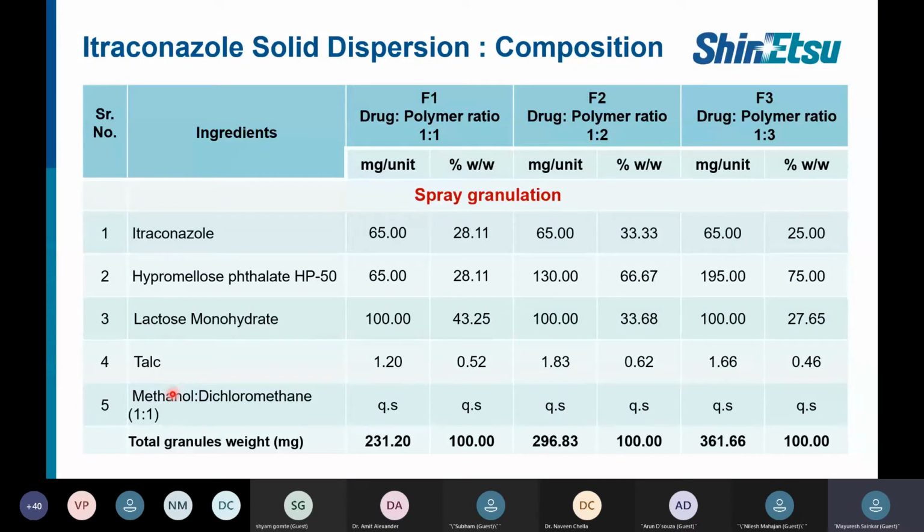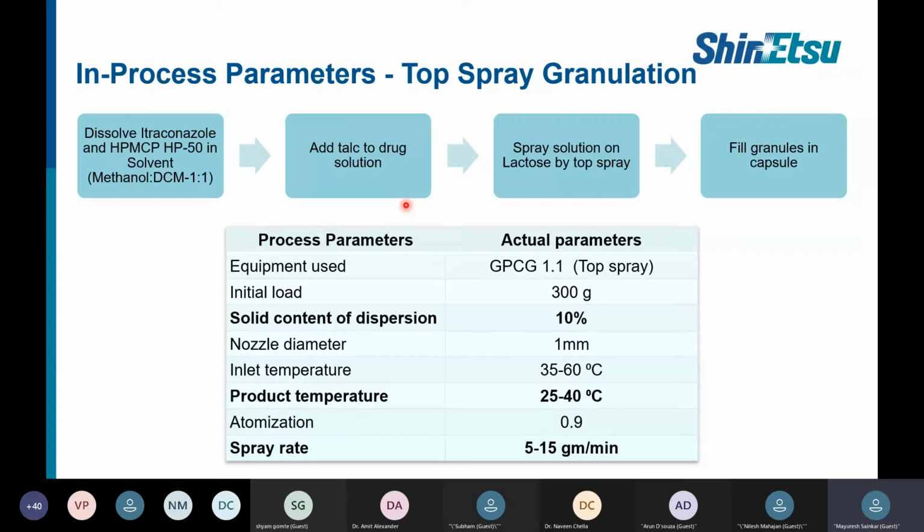Spray granulation is nothing but top spray granulation, where we are simply dissolving our polymer and API in a common solvent, as you can see on the next slide. That is, simply dissolve itraconazole and HP50 in the common solvent methanol DCM 1:1. Then add talc to the drug solution. Talc is used as an anti-tacking agent here. Then you are simply spraying the solution on lactose as an inert carrier by top spray granulation. So it is a very simple process. And finally, the dried granules are filled into capsules as the final dosage form.